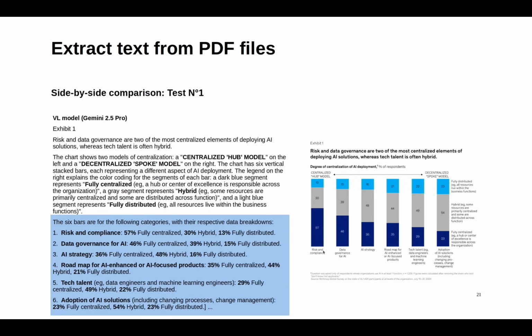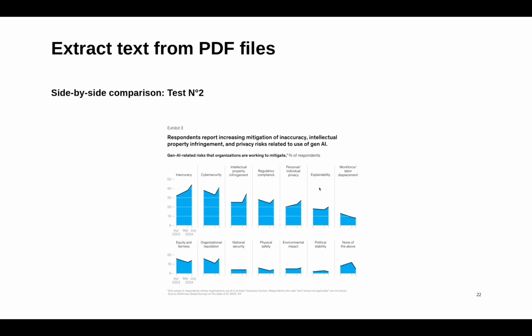You can see that, let's take risk and compliance as an example. Here it gave us 57% fully centralized, 30% hybrid, and 13% fully distributed. Let's look at a second example. As you can see, it is complex. It contains a lot of graphs. And again, I took it from the same report.